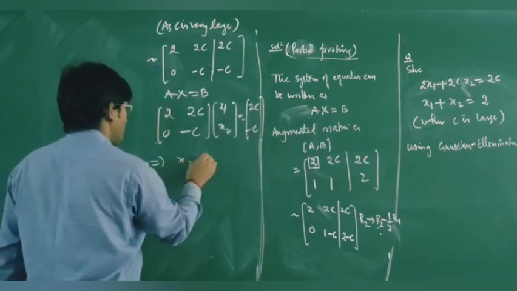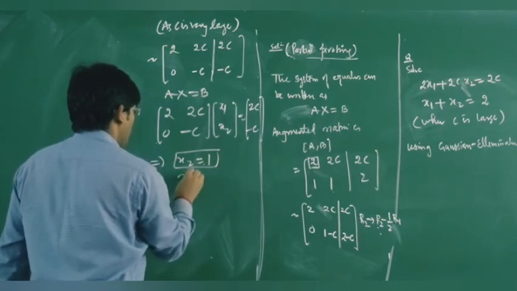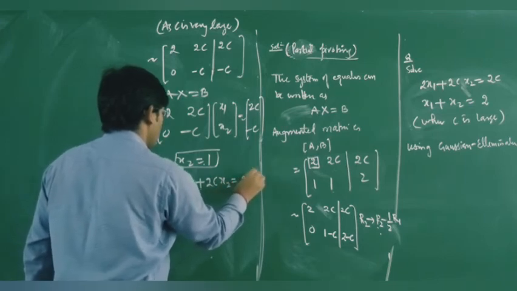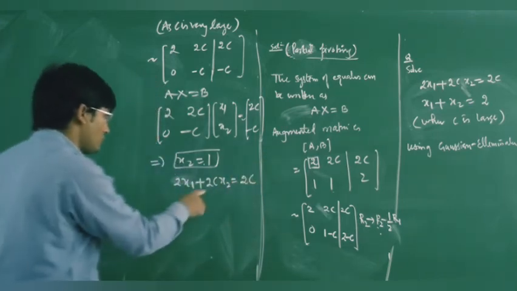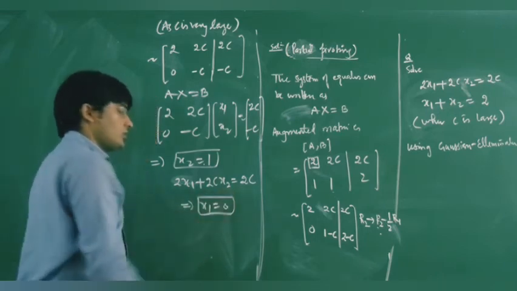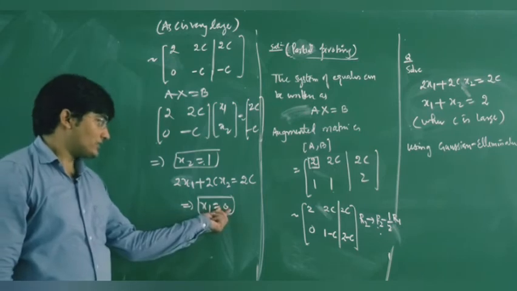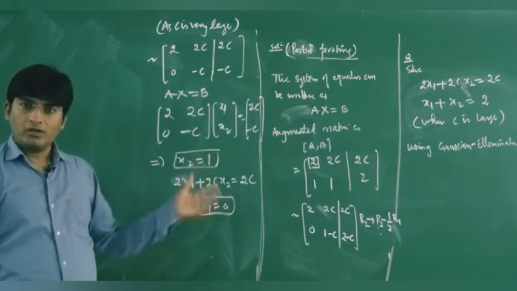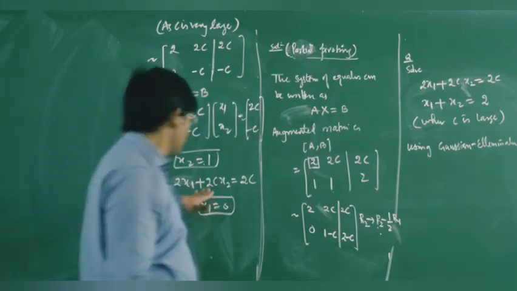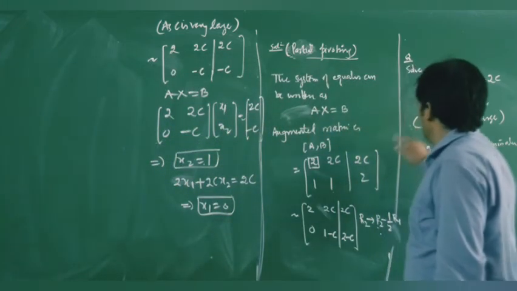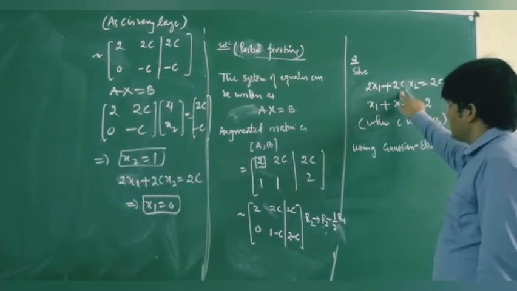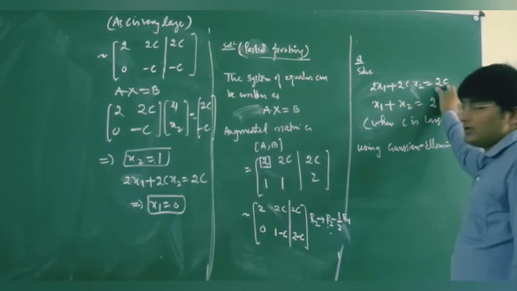So from here you can see that your x2 is 1, and we have the equation 2x1 plus 2C x2 equal to 2C. Now if you put the value of x2 equal to 1, then you can see that your x1 equal to 0. So now you can see that x1 is 0, x2 is 1. Now let us check whether this solution is correct or not. So just put the value of x1 and x2 here. So if you put x1 equal to 0, x2 equal to 1, then the left hand side is 2c and we have the right hand side as 2c.